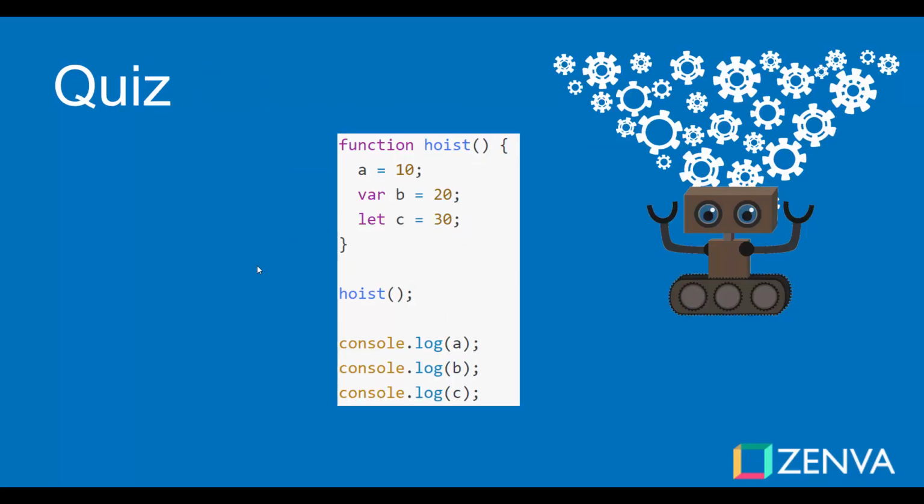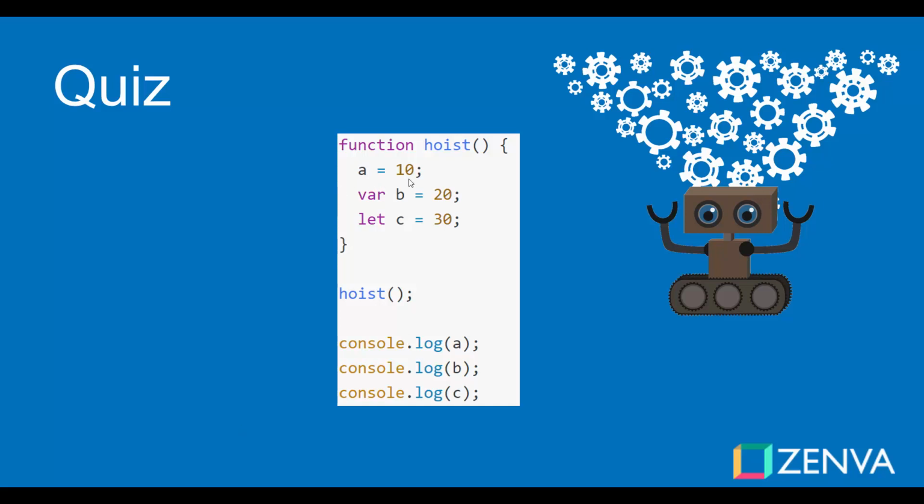Now let's make a quick quiz. Suppose we have a code with a function like this one. A function that has an a variable, not declared here. Then we declare a b variable equals 20, and a let variable called c equals 30. Then we call this function, and then we print the values of a, b, and c. What will be the result when we try to print each one of those variables? Pause the video now and try thinking on the answer. Then come back here and I'm going to show it.